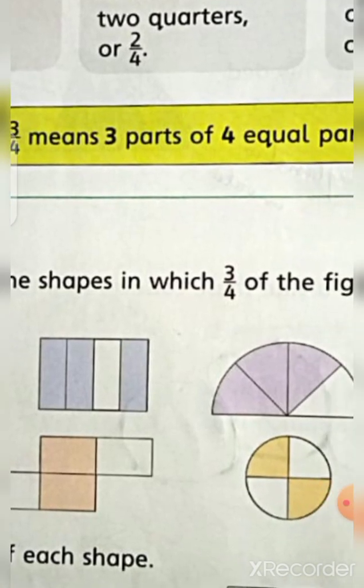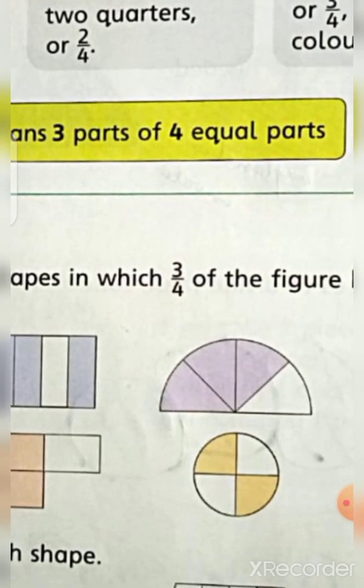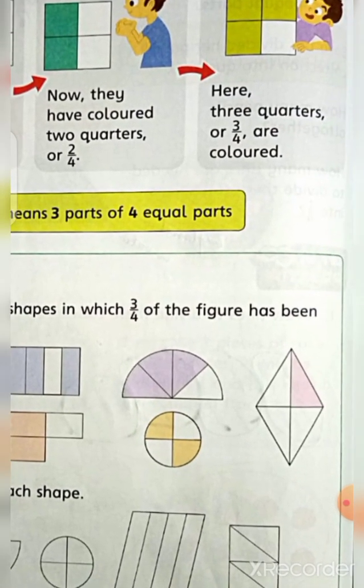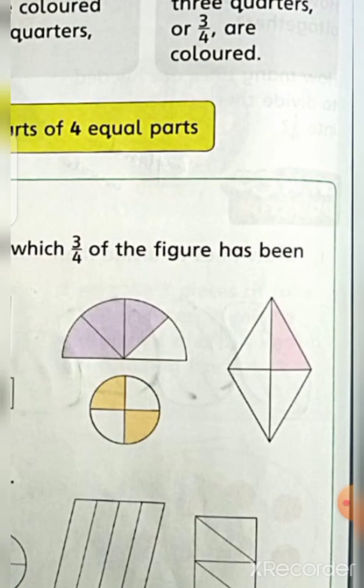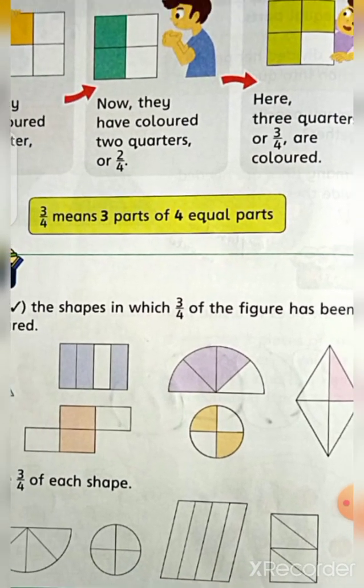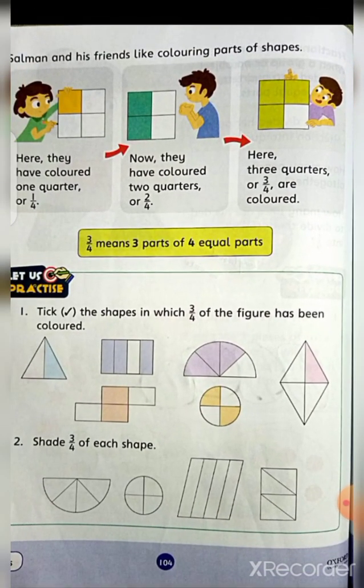This one, very good. Count and decide yourself. This figure is also divided into 4 equal parts. How many parts are shaded? 1 part. Is this 3 over 4? No. The shaded part is only 1, so this is 1/4, 1 over 4. Unshaded parts are 3 over 4, but the shaded or colored parts are not 3 over 4.